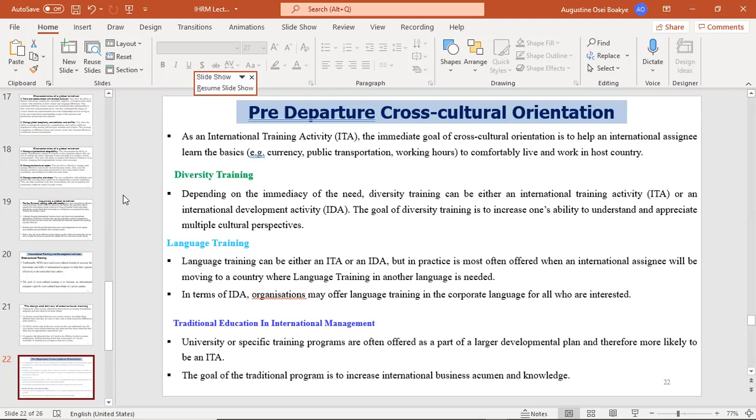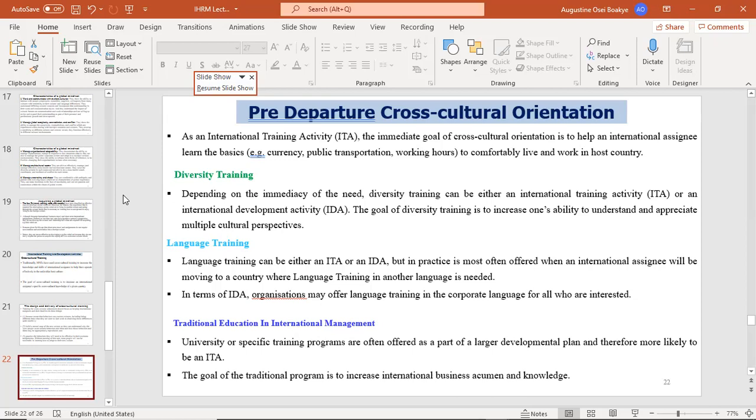Then there's also language training at the pre-departure orientation, particularly if the language that is used at the host country is different from that of the home country. Language training can also be an ITA or an IDA, but in practice, it's most often offered when an international assignee will be moving to a country where training in another language is needed.